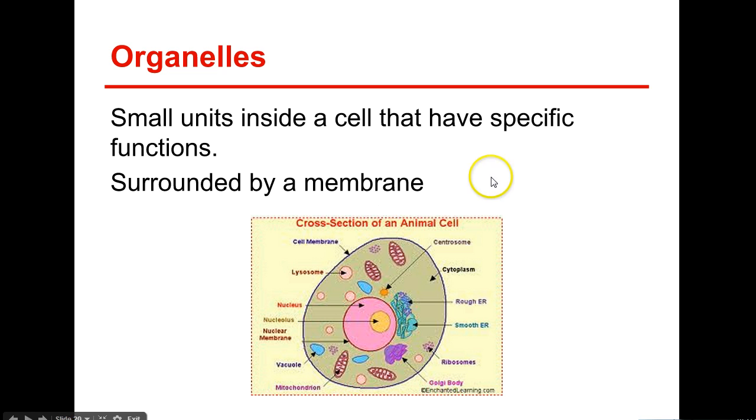So the first definition here is an organelle. What is an organelle? It means a small organ, basically. These are the little tiny units inside a cell that each have their own function. They can't survive on their own, but they do have a small membrane around them that helps to keep them from dissolving inside the cell. They are not considered a cell by themselves, but they are very important for the function of a cell.